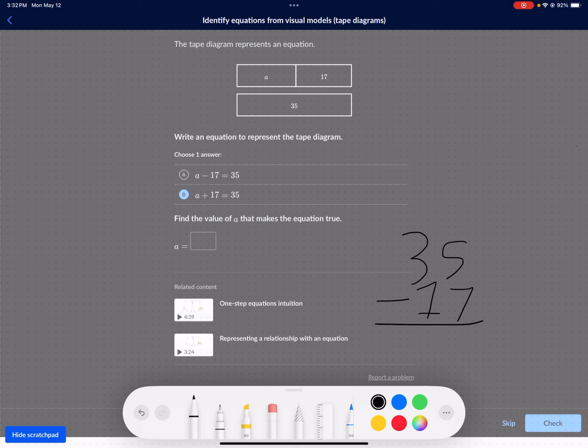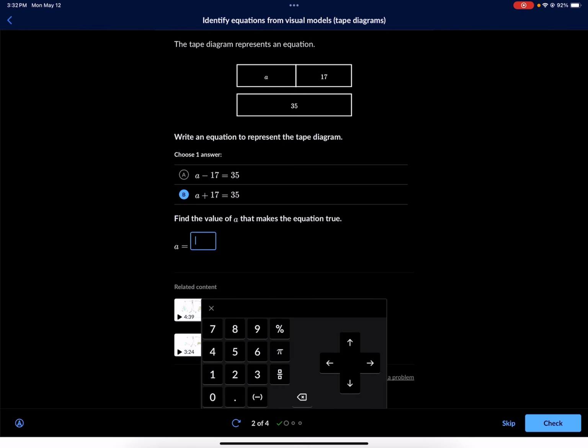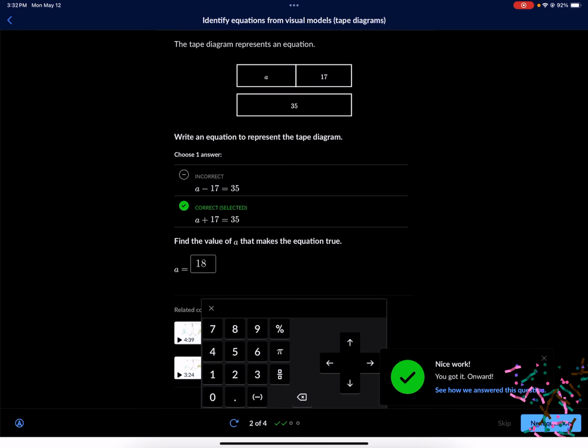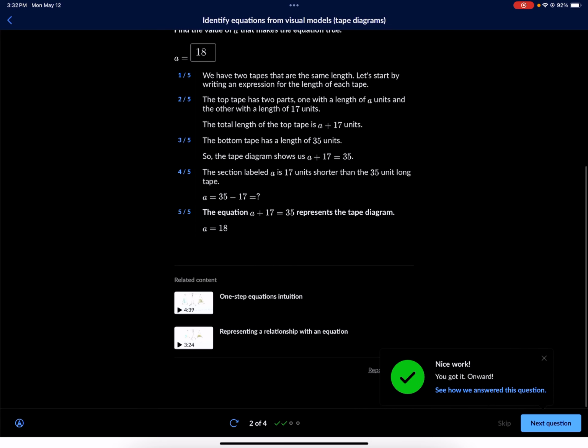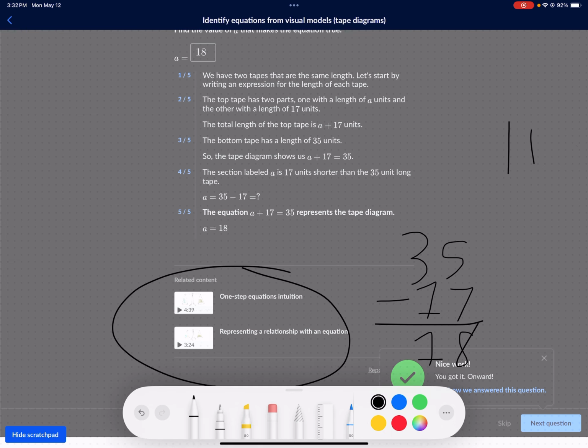So this is equal to 18. So 18 is the value of a, and that's the value that will make this true. So if you got that right, good job. If you didn't, here are the videos. You can ask me for help in the comments, and happy studying.